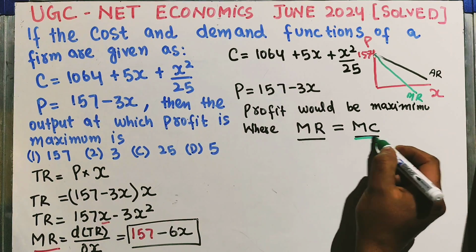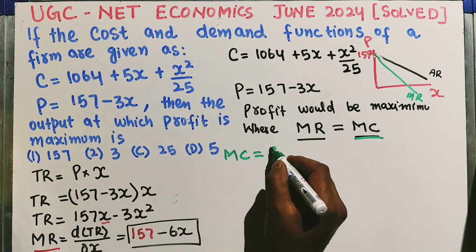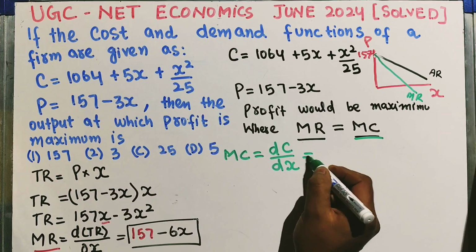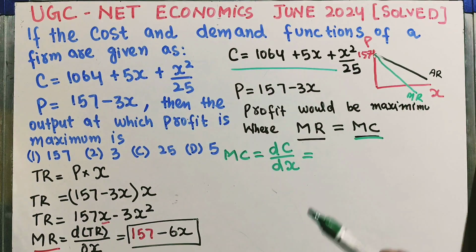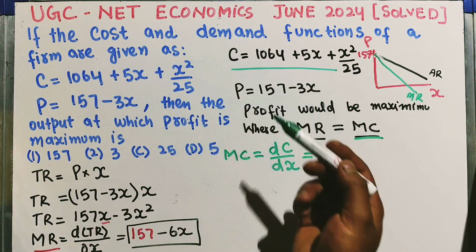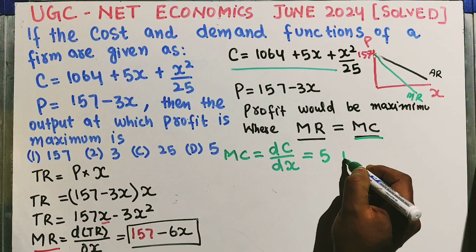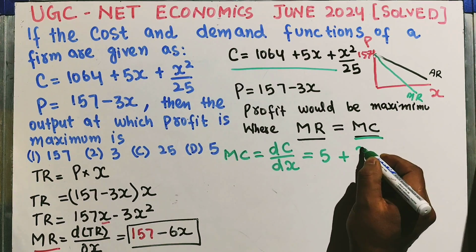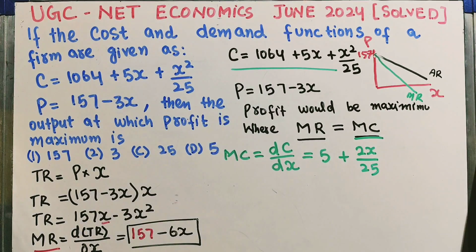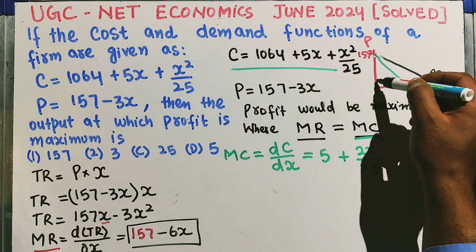Now we need to find out the marginal cost. Okay, so what is the marginal cost? We know that marginal cost is simply the change in the total cost due to the change in the output, that is the derivative of the cost function with respect to x. The derivative of a constant is always equal to 0, so we have 0. The derivative of 5x in the second term is 5, plus the derivative of x square is 2x by the power function rule, so we have 2x upon 25. So this is our marginal cost function. Okay, it is upward sloping. Let's draw it like this.